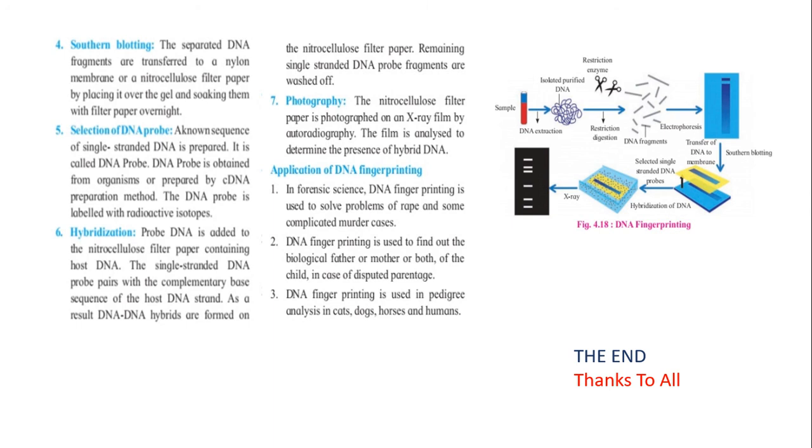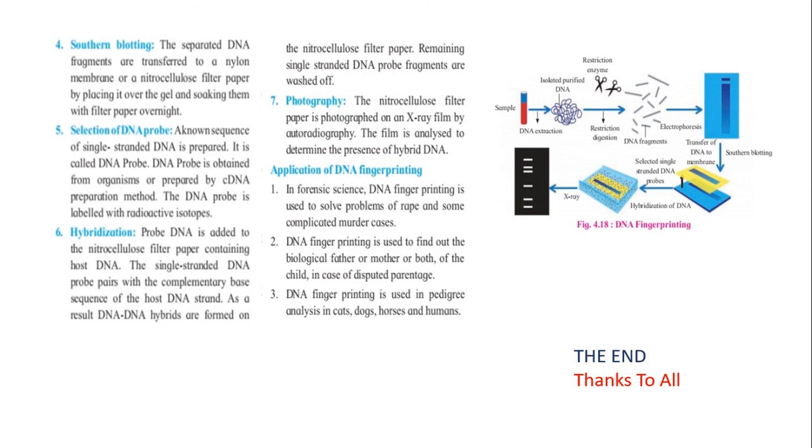Number five, selection of DNA probes. A known sequence of single-strand DNA is prepared. It is called a DNA probe. Number six, hybridization. Probe DNA is added to the nitrocellulose filter paper containing host DNA. The single-stranded DNA probes pair with the complementary base sequence of the host DNA strand. As a result, DNA hybrids are formed on the nitrocellulose filter paper. Remaining single-strand DNA probe fragments are washed off.